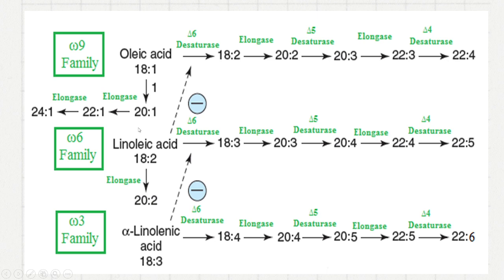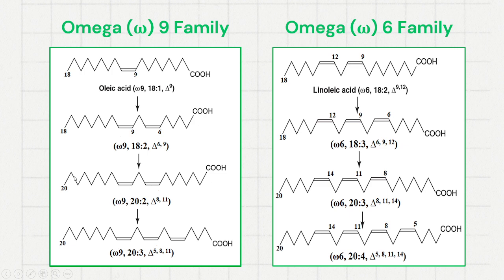But because the body cannot introduce delta 9, it will have to start from dietary linoleic and dietary alpha-linolenic acid. Likewise, a desaturase will be used to introduce a double bond, while an elongase will be used to elongate the residue. If the body doesn't want more double bonds, just elongation, an elongase can be used as well.